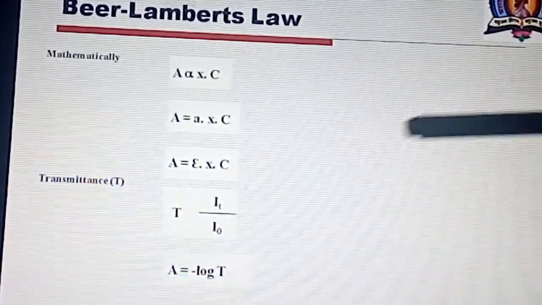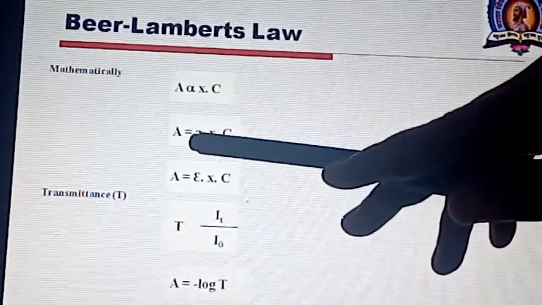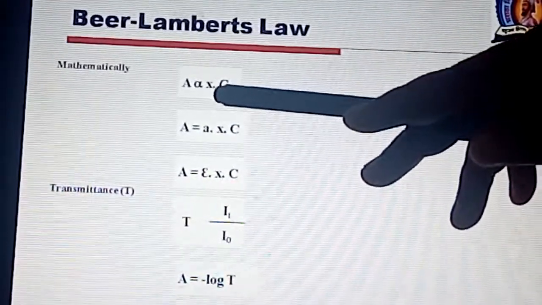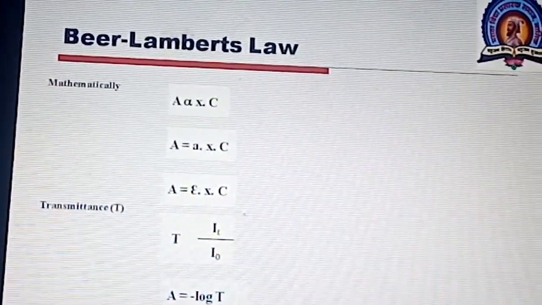Transmittance. Okay, and what is the statement of combined Lambert-Beer's law? That is absorbance A is directly proportional to what? Path length as well as the concentration, right?